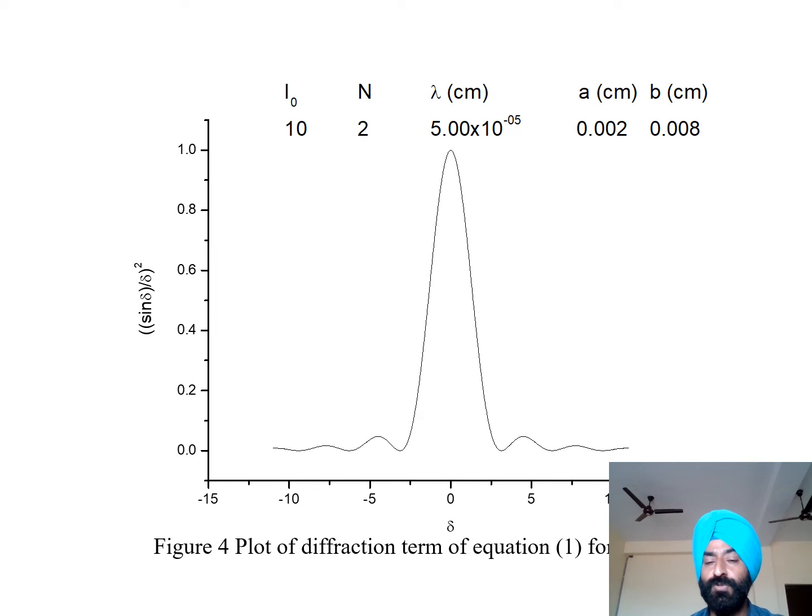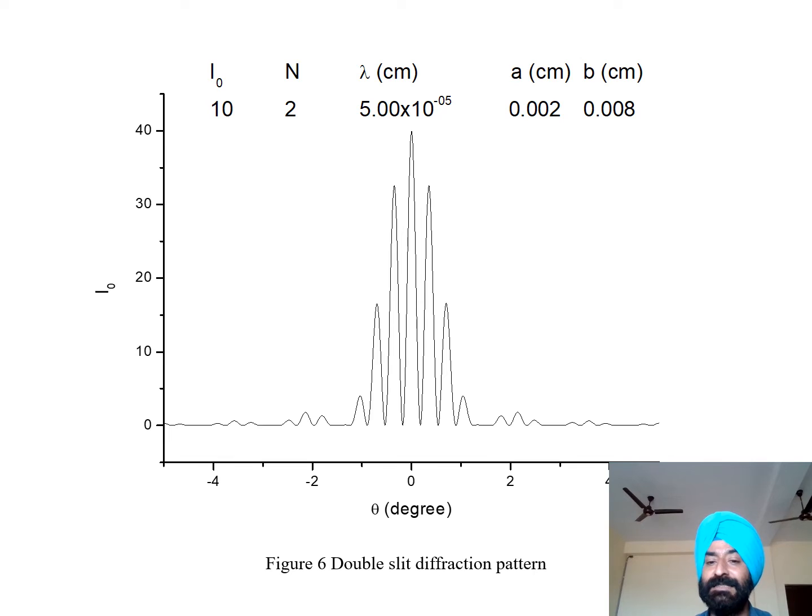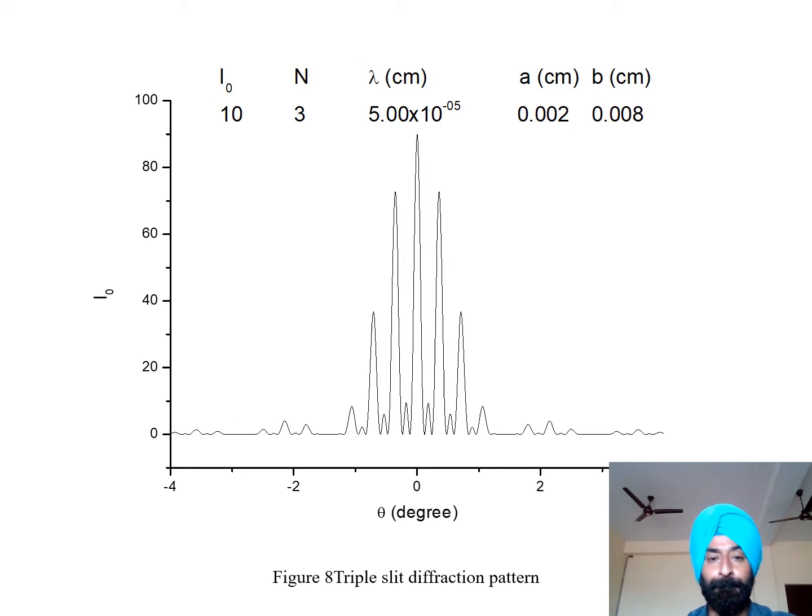But when you go for n is equal to 2, the interference and diffraction terms together generate the resulting pattern. So this is the plot of only the diffraction term for n is equal to 2, and this is a plot of the interference term. But when you superimpose the two, you get the double slit diffraction pattern. You get the principal maxima surrounded by secondary maxima, and in between these we have the minima. And this pattern goes on repeating, although the intensity from the first envelope to the second envelope drastically decreases.